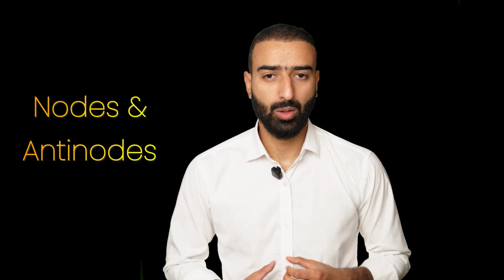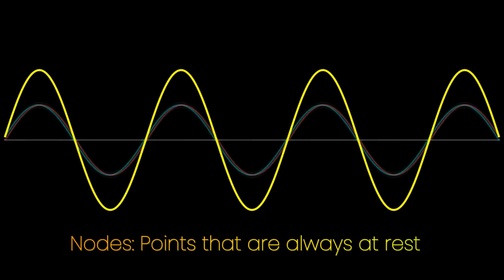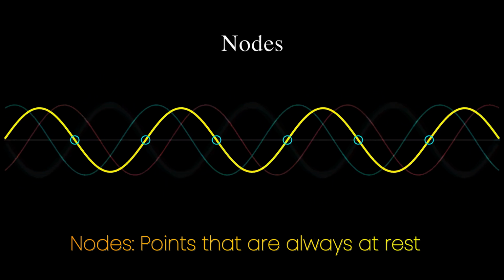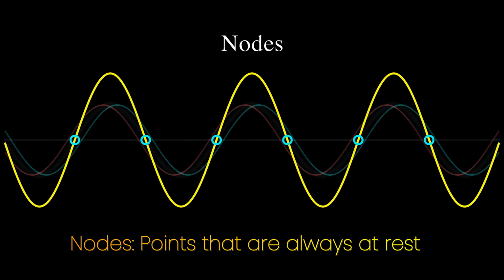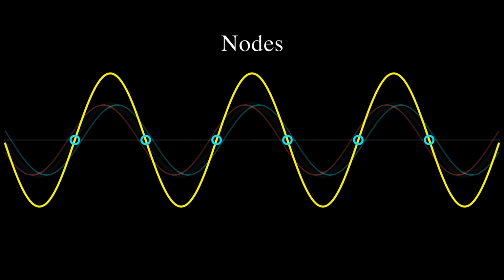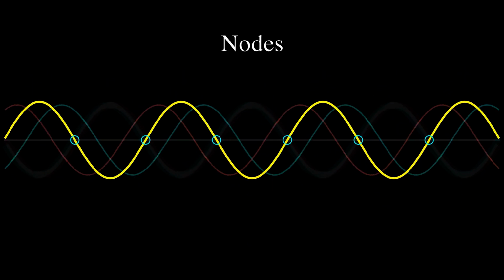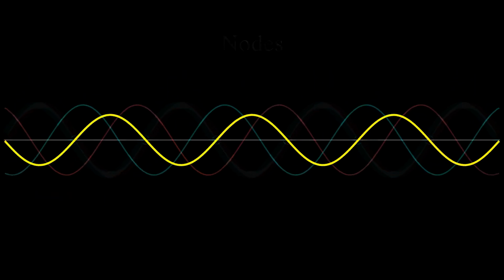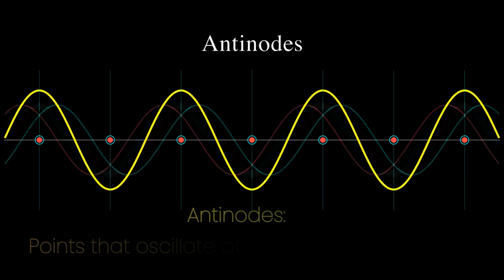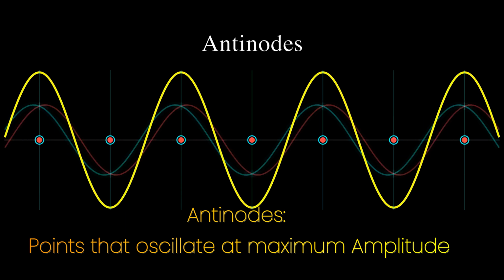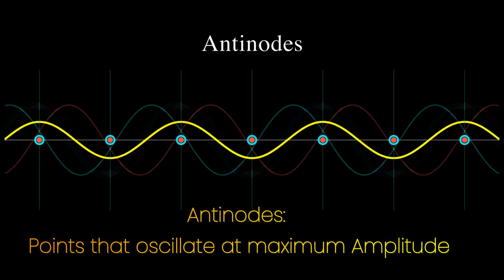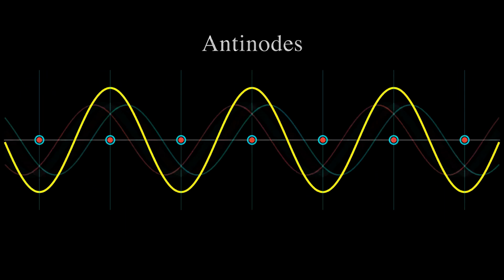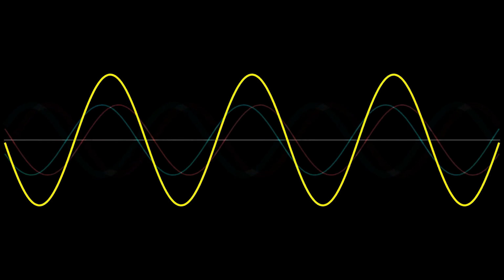Now let's learn about nodes and antinodes. In a standing wave, there are certain points that do not move at all. These points are always at rest, and they are called nodes. On the other hand, we have certain points that oscillate with maximum amplitude. These are called antinodes. Note that after each antinode, we have a node and vice versa.